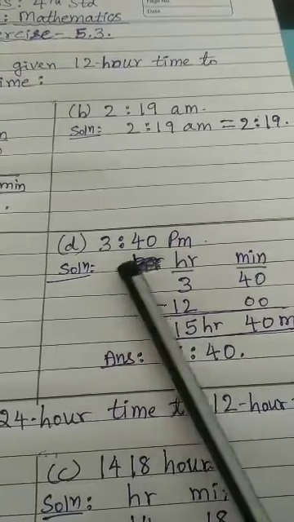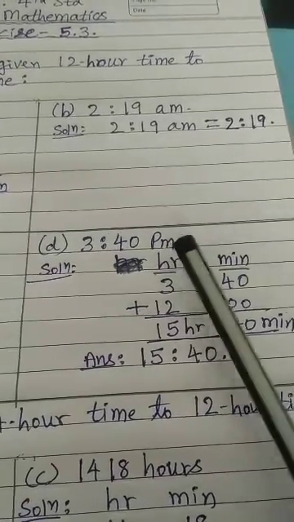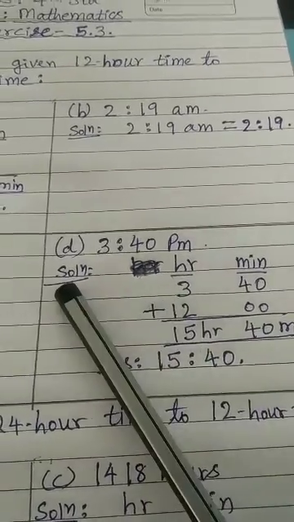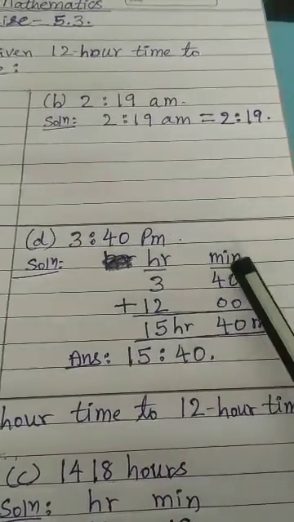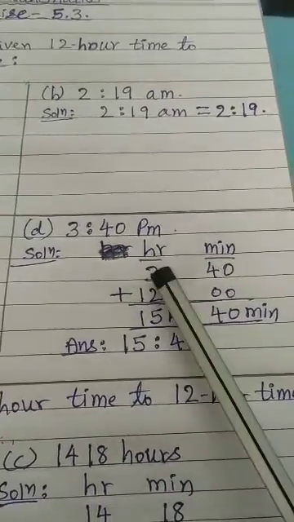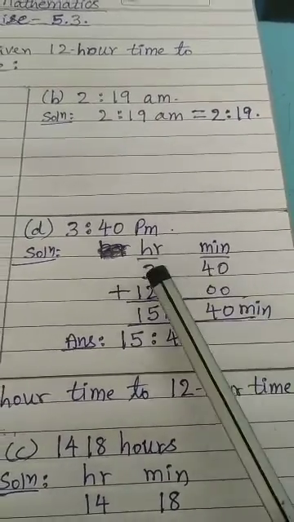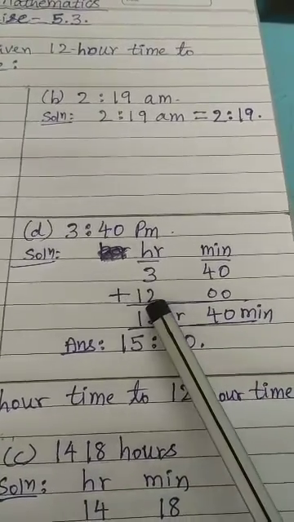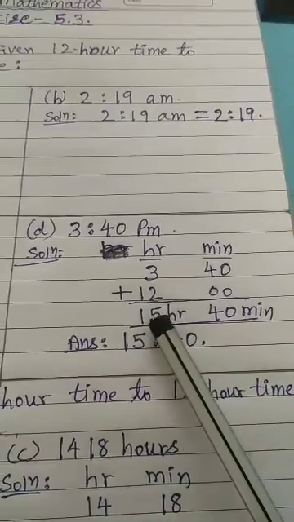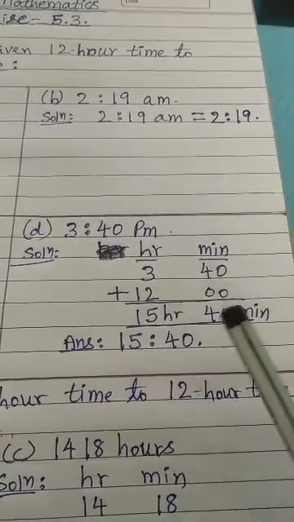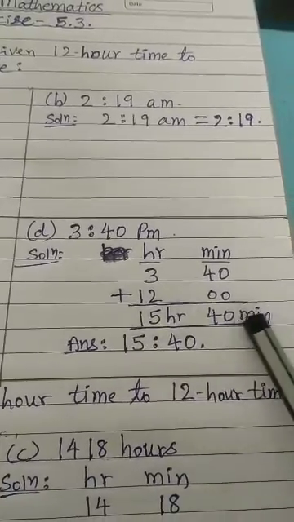D question, 3:40 p.m. You see PM here. So PM means you must add 12. First solution, how do you write? Hours, minutes. How many hours? 3 hours. Minutes 40. So 3 hours 40 minutes. PM is given, so add 12. 12 plus 3, 15 hours. 40 plus 0, 40 minutes. 15 hours 40 minutes. This is the 24-hour time.